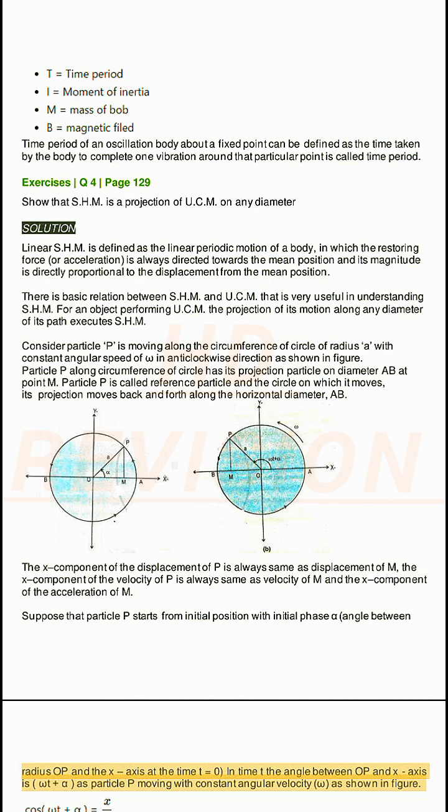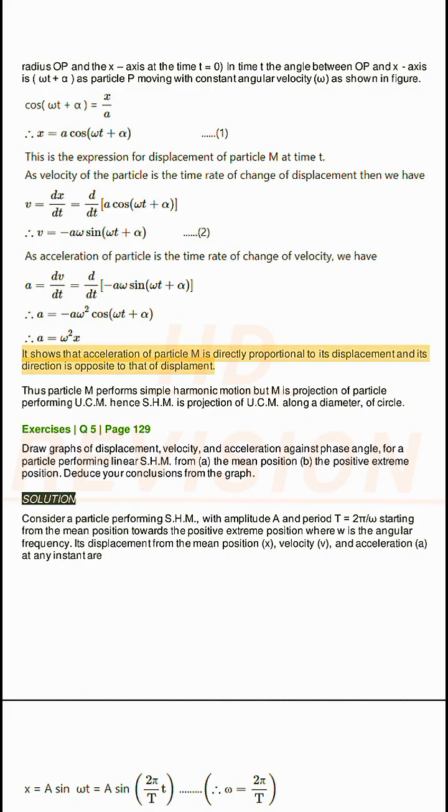In time t, the angle between OP and the x axis is omega t plus alpha, as particle P is moving with constant angular velocity omega, as shown in the figure. It shows that the acceleration of particle M is directly proportional to its displacement and its direction is opposite to that of displacement. Thus particle M performs simple harmonic motion, but M is the projection of a particle performing UCM, hence SHM is the projection of UCM along a diameter of the circle.